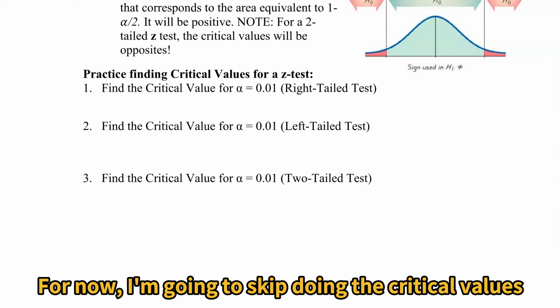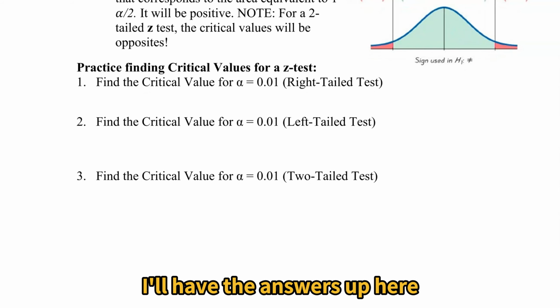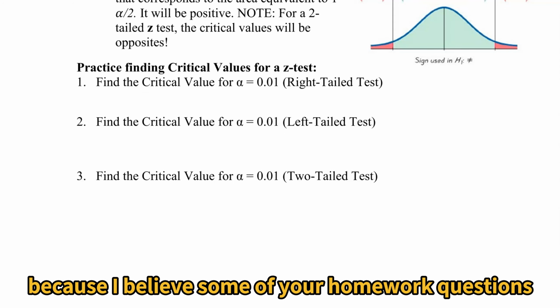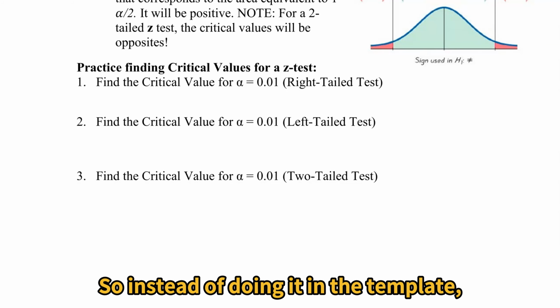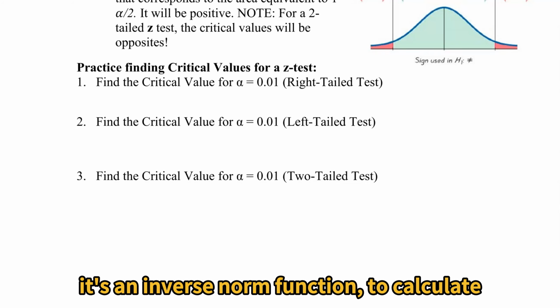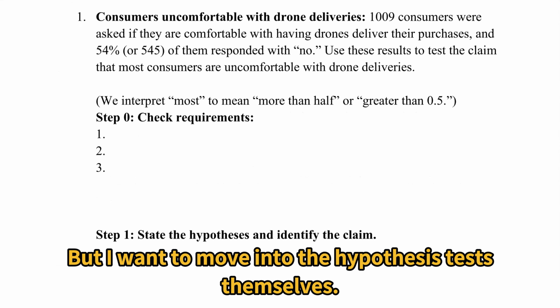For now, I'm going to skip doing the critical values, mostly because the template gives it to us. I'll have the answers up here if you want to check as you work through, because I believe some of your homework questions will ask you these basic questions. Calculate the critical value. So instead of doing it in the template, you can just do one simple statement of norm.s.inv. It's an inverse norm function to calculate those critical values. So I'll have the answers up here so you can check your work. But I want to move into the hypothesis tests themselves.